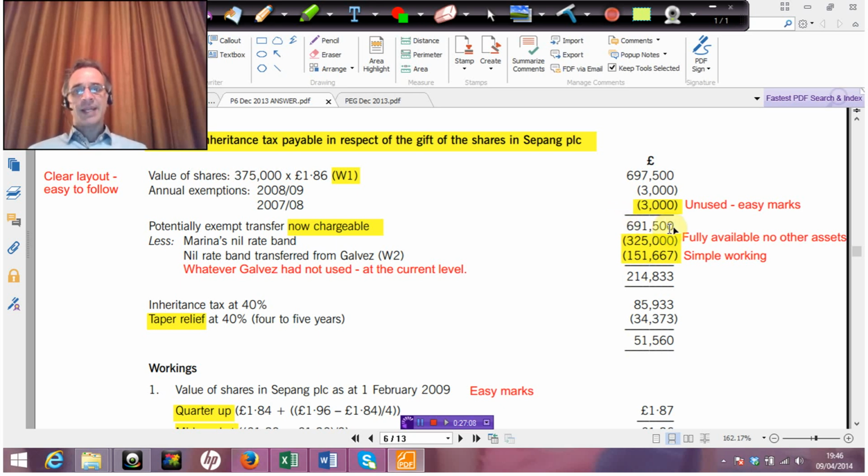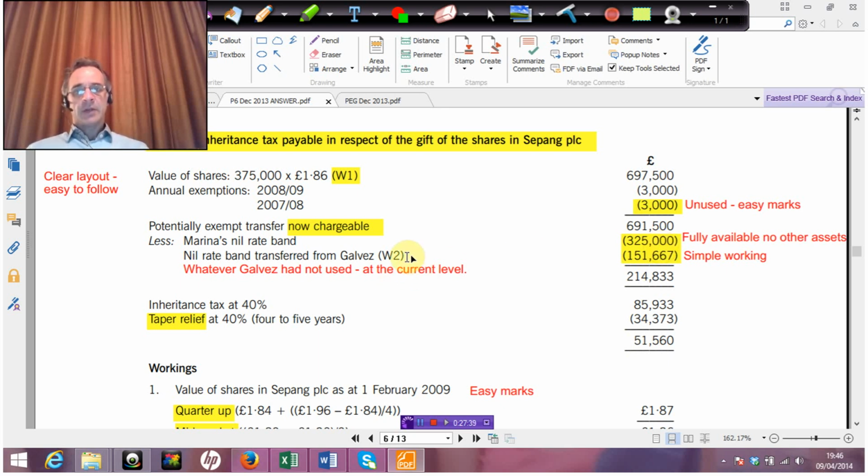We know that a pet isn't chargeable in lifetime, and the reason that they've just tagged this area on is because it was a simple calculation. They thought they could do everything really in one place, and they're right. So what's the detail here? Essentially, from here onwards, we're really talking about a pet becoming chargeable and a death estate. So first things first, we needed to take off Marina's nil rate band. It's completely available because she doesn't have any other assets.